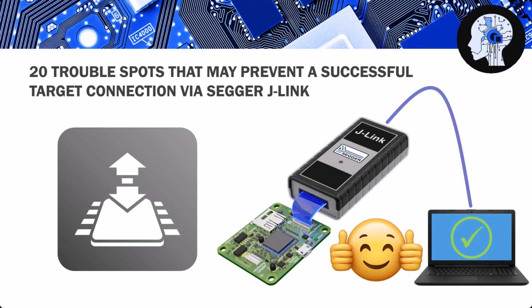And there you have it, fellow embedded heads. Now you know about 20 trouble spots that may prevent you from establishing a successful target connection via your SEGGER J-Link.